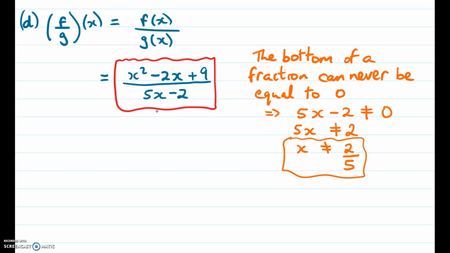So hopefully you get the idea, and do the rest of them the same as that. The only time we need to worry about this complication at the end is in the division. Okay? We're not allowed the bottom, the denominator, to be set equal to 0.